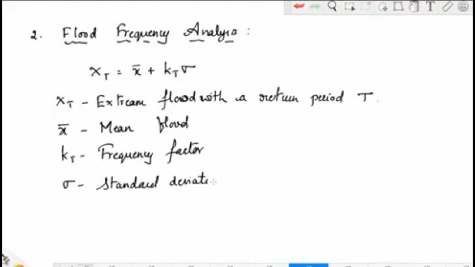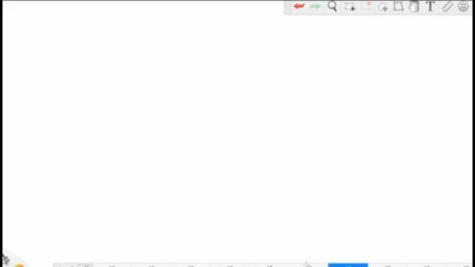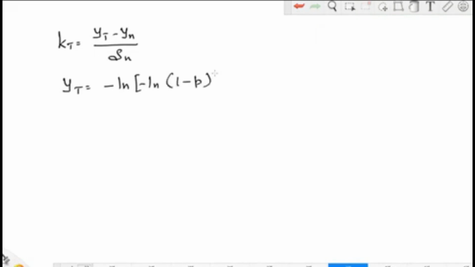So there is an equation for KT. KT is equal to YT minus Yn divided by Sn. YT is equal to minus ln of 1 minus P. P is equal to 1 by T. So this formula, if possible, remember, but not required that much. According to me, this chapter is not so important.